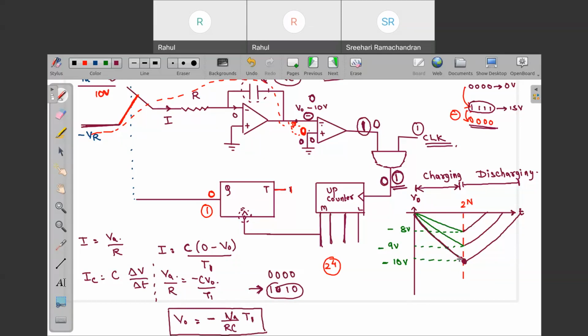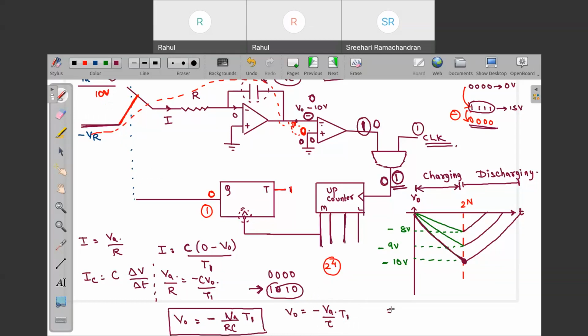Now next is discharging. If you want to write it, how are you going to write it? Even this RC, I could have written as the time constant. So I can replace this with V naught is equal to minus VA by tau T1, where tau is the time constant of this integrator.